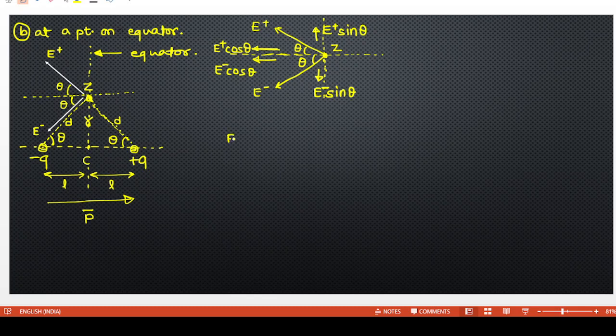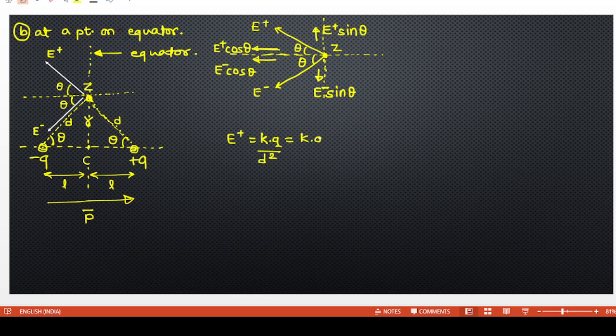Now calculate the values of E plus and E minus. The magnitude of E plus will be equal to how much? The electric field produced by the positive charge will be equal to kq by r square. K is K, Q is Q, and r is what? r is d. So r square is d square.